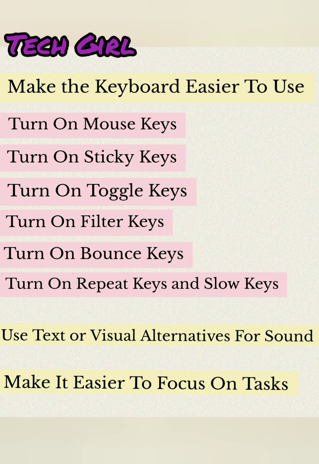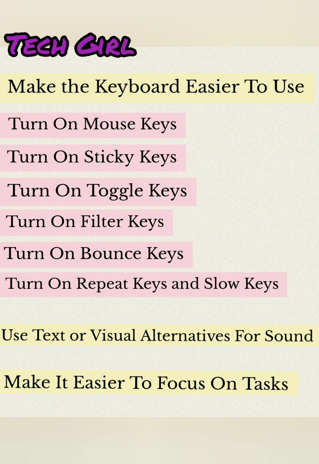The time interval after which the multiple key presses is recognized as a valid keystroke can also be set from here. If the time interval between the keystrokes is less than the time that is set there, then the subsequent keystrokes will be ignored. Next is turn on repeat keys and slow keys.